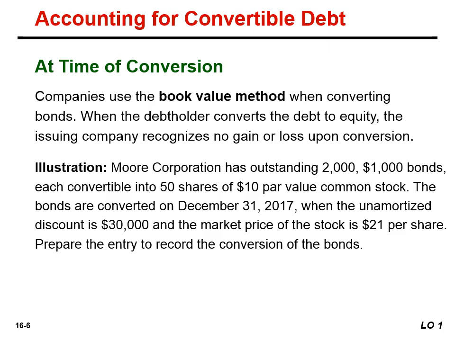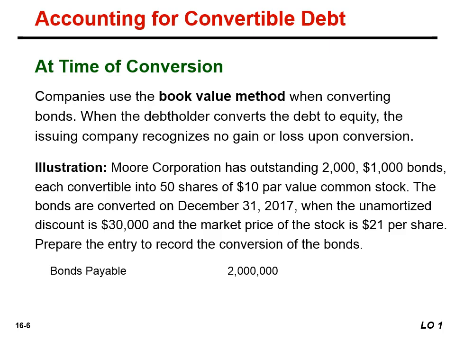Let's look at Moore Corporation. They had outstanding 2,000 bonds, each worth $1,000 apiece, that are convertible into 50 shares of $10 par value common stock. Bonds are converted December 31st when the unamortized discount is $30,000 and the market price is $21 a share. Convert the bonds. Well, first things first, kill the bonds. Make them go away. Debit bonds to kill them.